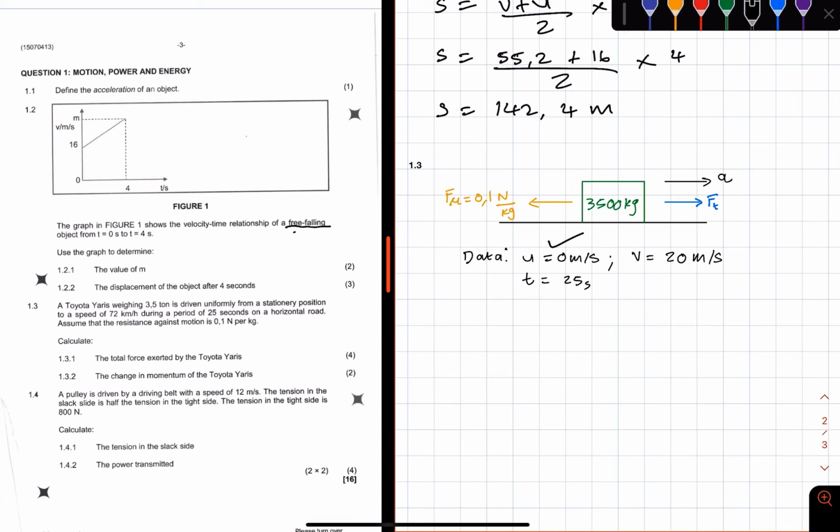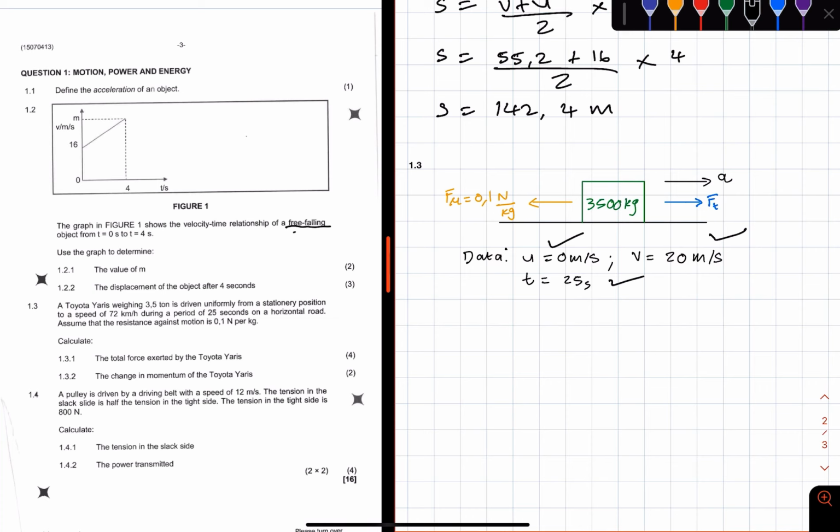Now, as you know, velocity has to be in meters per second. So we convert the 72 kilometers per hour to meters per second, and this is what we get, 20 meters per second. And then, of course, the time or the period is 25 seconds, on a horizontal road.